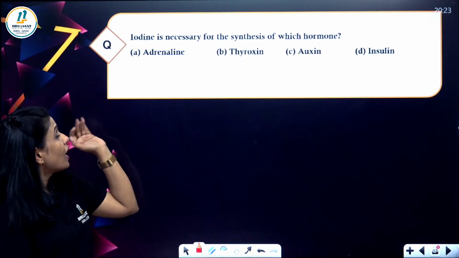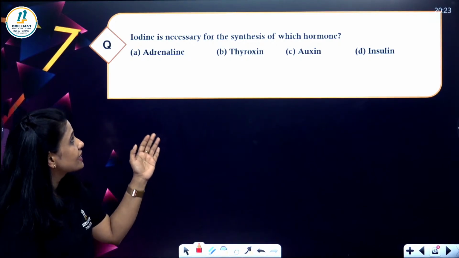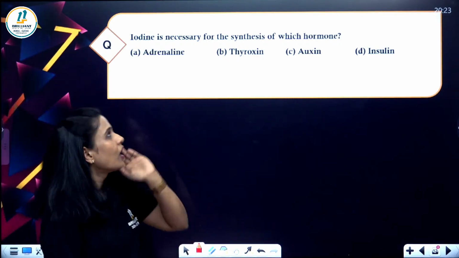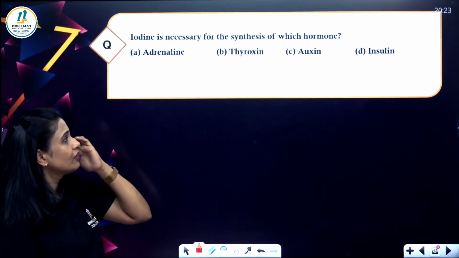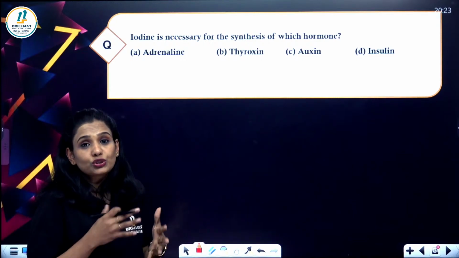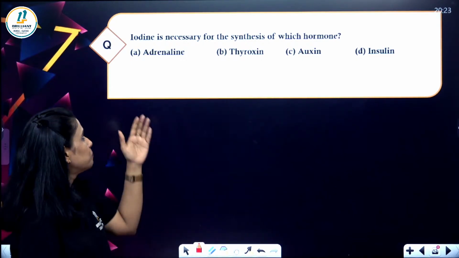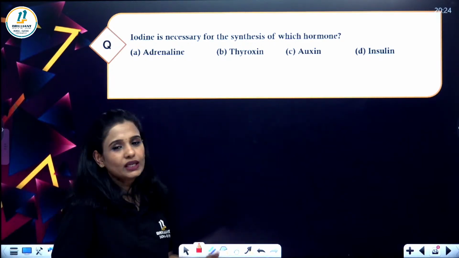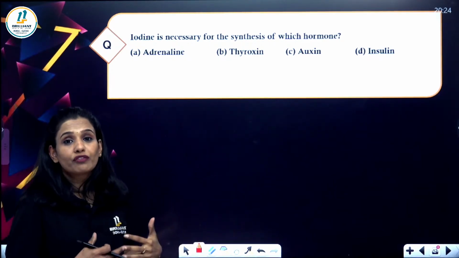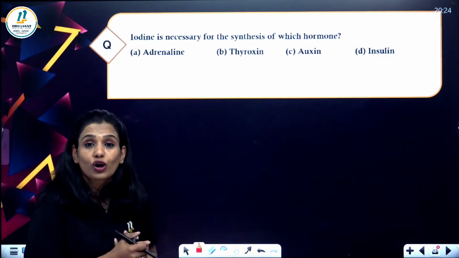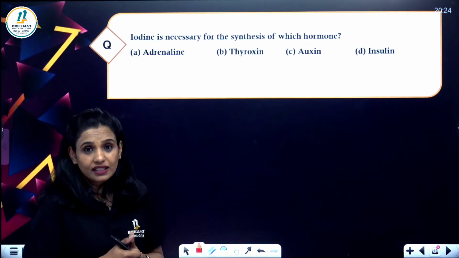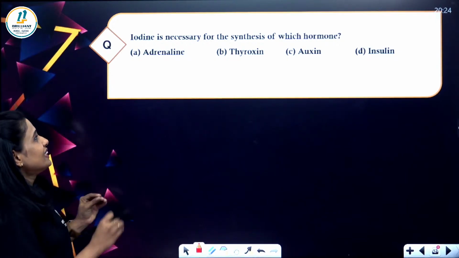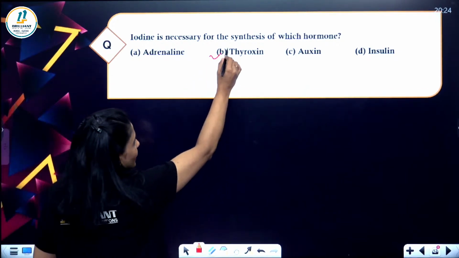Iodine is necessary for the synthesis of which hormone? Here are the options: adrenaline, thyroxine, auxin, insulin. So for the synthesis of which hormone do we need iodine? As you all know, it is thyroxine. It's a direct question.